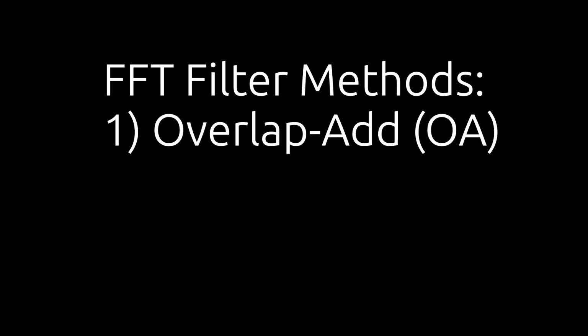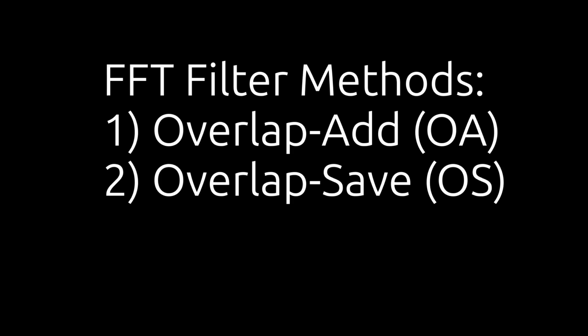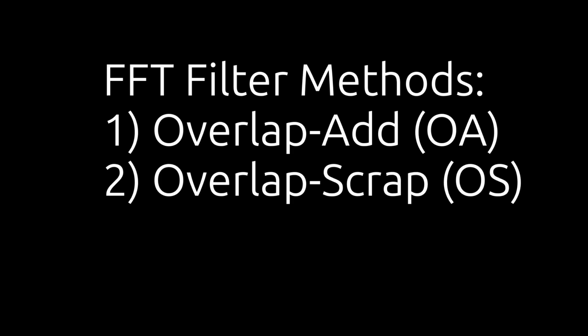There's actually two different methods that you can use in the frequency domain for filtering. One is called overlap and add. That's what I'm going to demonstrate here. The other one is called overlap and save, also called overlap and scrap.